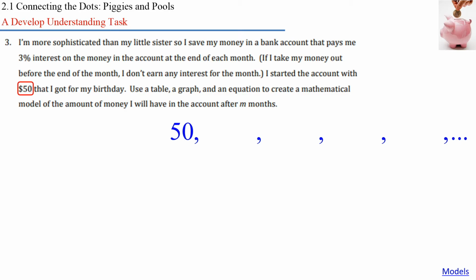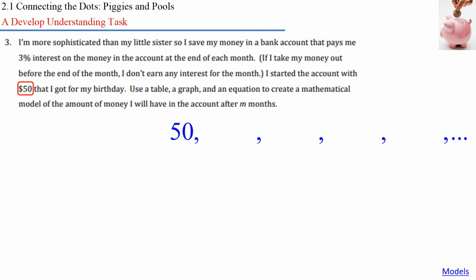Use a table, a graph, and an equation to create a mathematical model of the amount of money I will have in the account after M months. Now here again, they're asking us to use an M. You can if you want. I'm going to continue to use x's for my inputs here. All right, so now let's think about this a second.